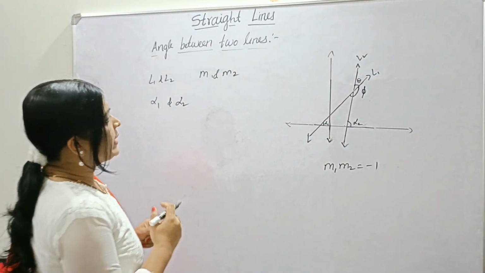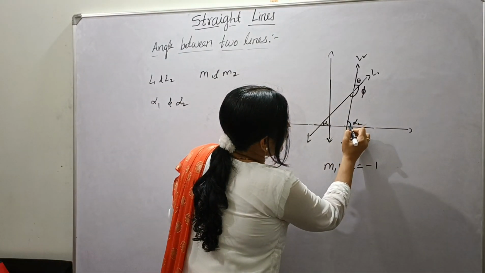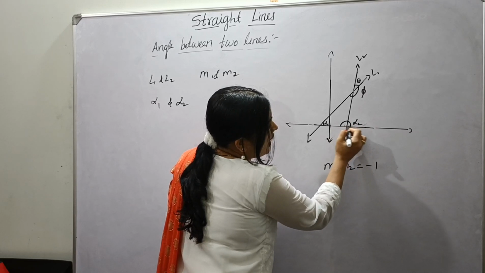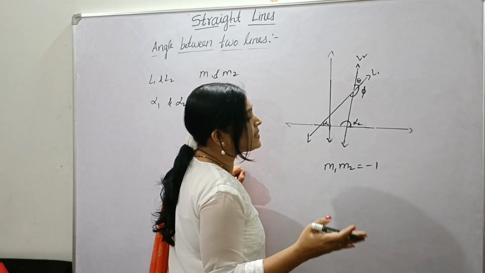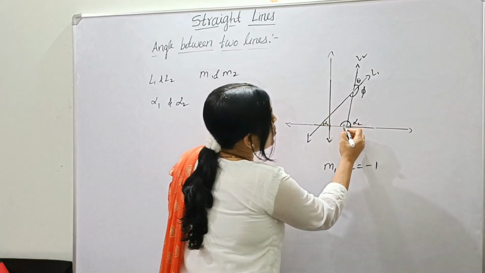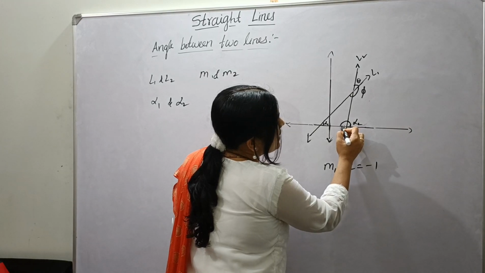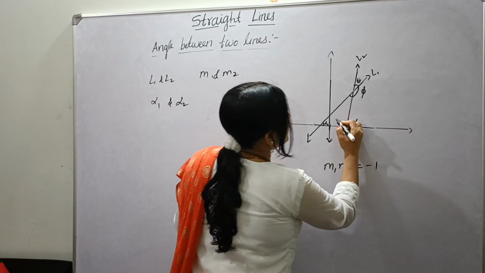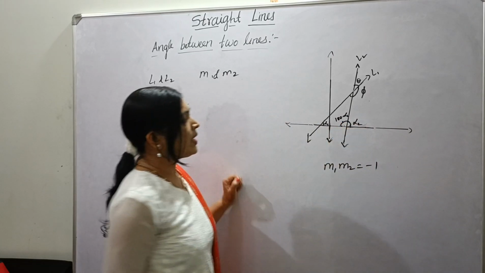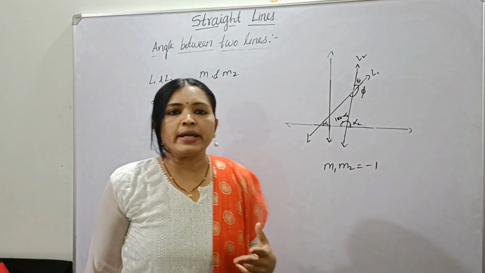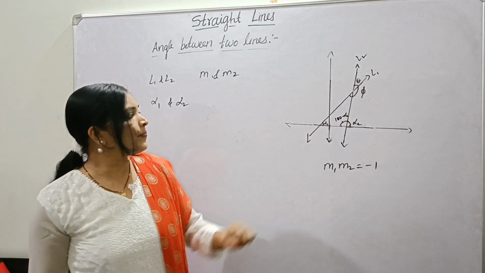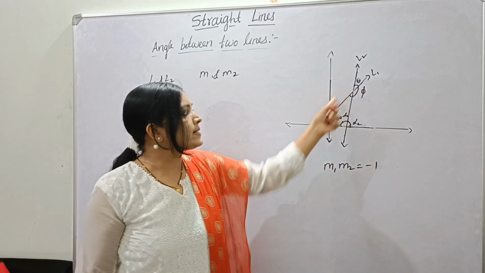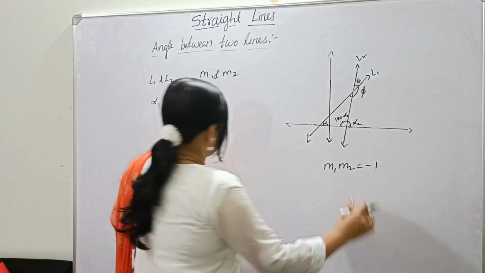For that, see, this angle is alpha 2, right? Then what about this one? The total is 180, adjacent angles. We know that adjacent angles are supplementary. So this angle, which is adjacent to alpha 2, is nothing but 180 minus alpha 2. And since the sum of the interior angles of a triangle is 180 degrees, this angle is nothing but 180 minus the sum of these two angles, right?